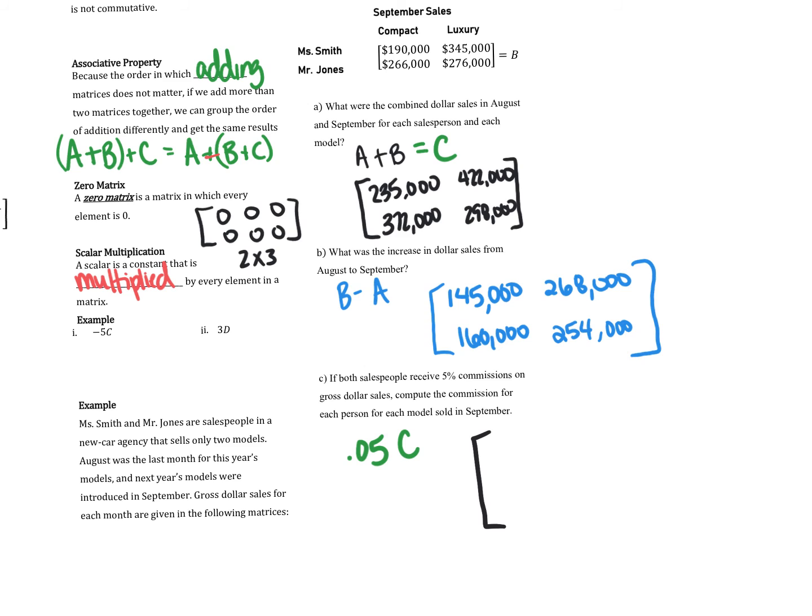So 0.05 times 235,000. That's a nice commission check. If I got a commission check like that, I wouldn't have to work Saturday mornings. Look at that, man. That's 11,000. But I guess that's how they get paid, though, right?